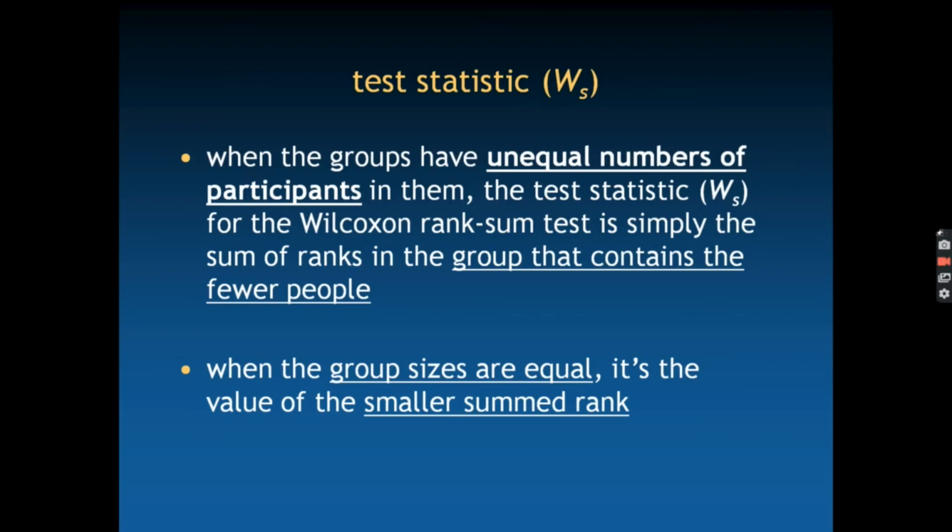Okay, now how to check their statistic. This is the test statistic known as WS, for the Wilcoxon sum rank test. It is different from Mann-Whitney, which is denoted by the U statistic. When the groups have an unequal number of participants in them, the test statistic WS for the Wilcoxon rank sum test is simply the sum of ranks in the group that contains the fewer people. Remember, when the group sizes are equal, we use the value of the smaller sum of ranks.